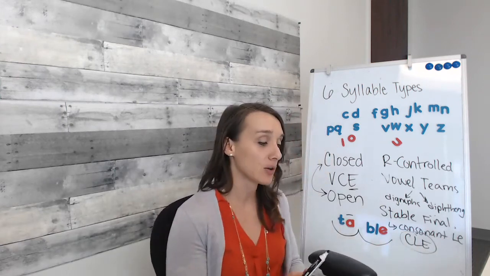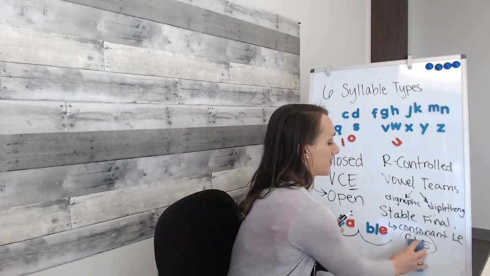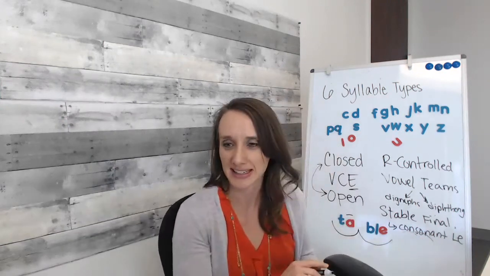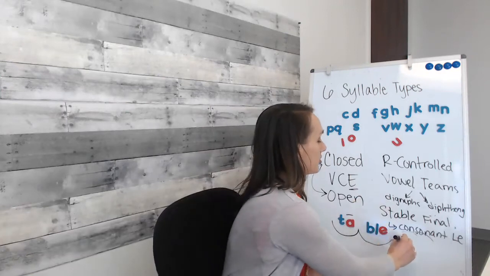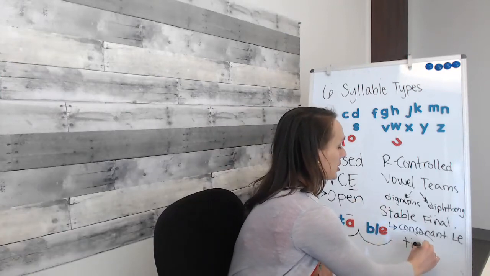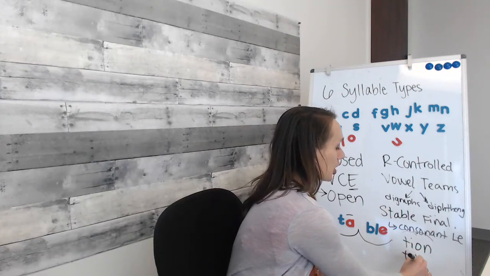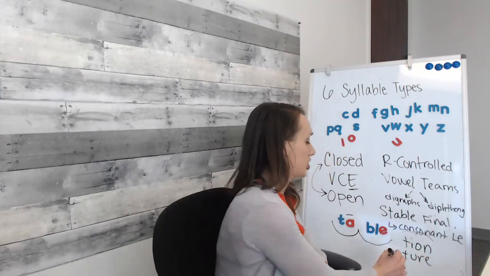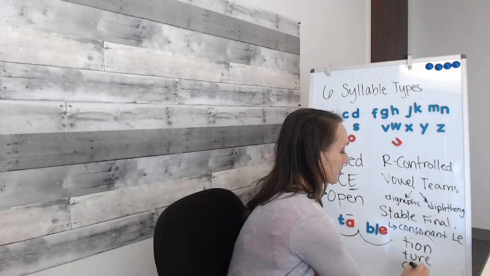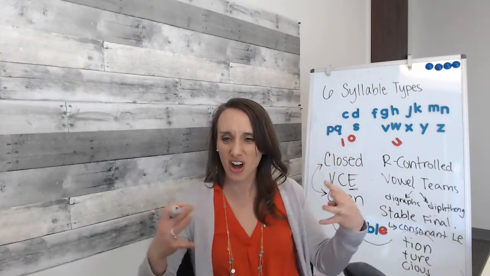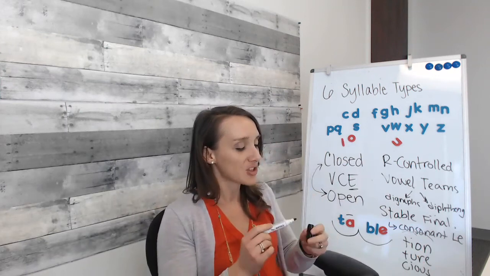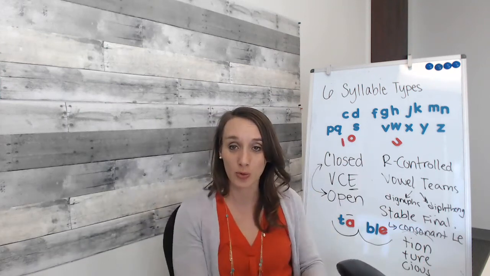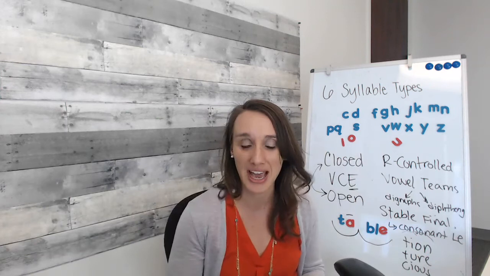Now some of the less known, because sometimes people might chunk these in affixes or suffixes. But some other stable final syllables might be things like shun or chur or sh. So these might be examples of other stable final syllables that all come as a group at the end that we don't break apart. So that's it. That's how we run through the 6 syllable types.